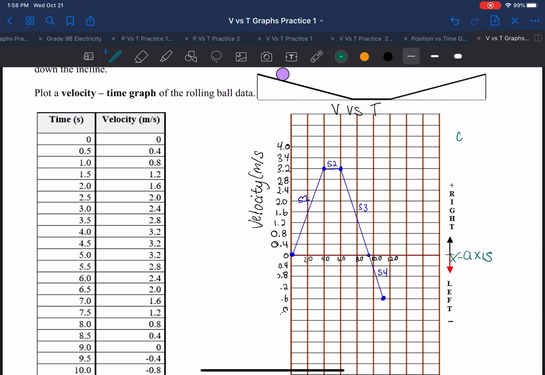We're not working with a position versus time graph where the slope gives us velocity. We're working with a velocity versus time graph, and the slope will give us acceleration. So a straight slope such as S1 here will give us a constant acceleration. Constant meaning it's uniform.